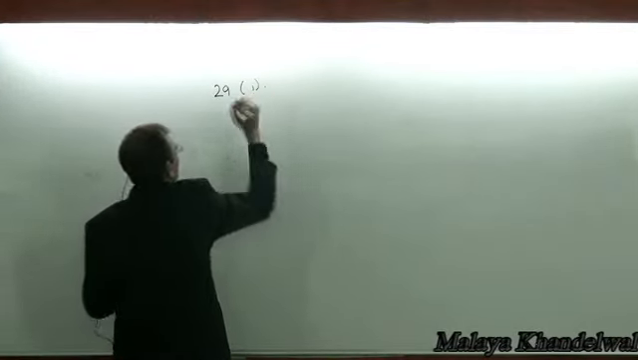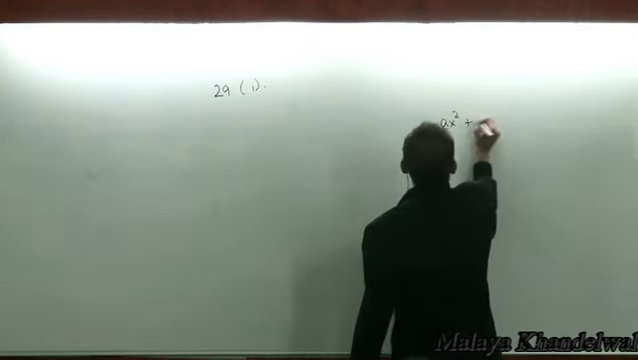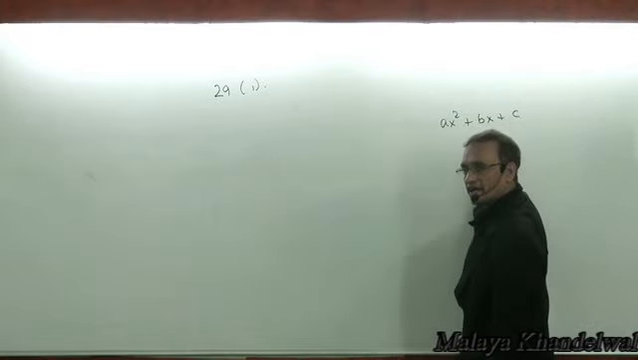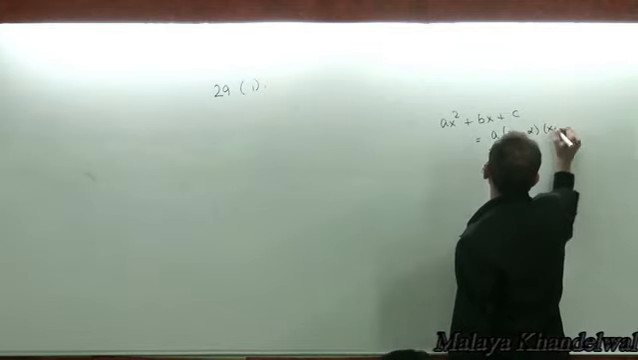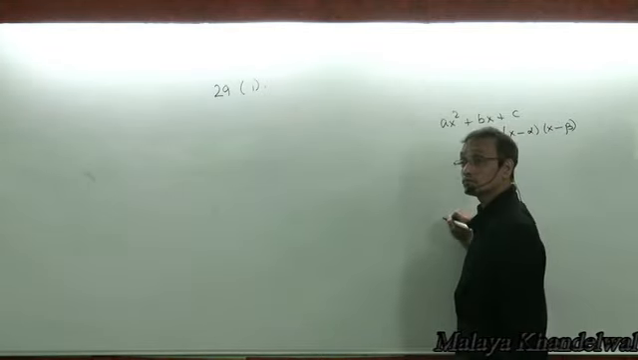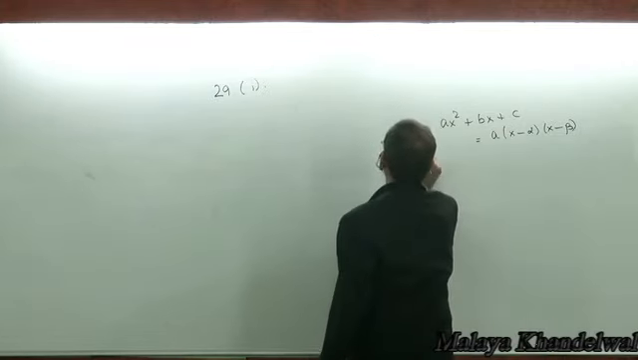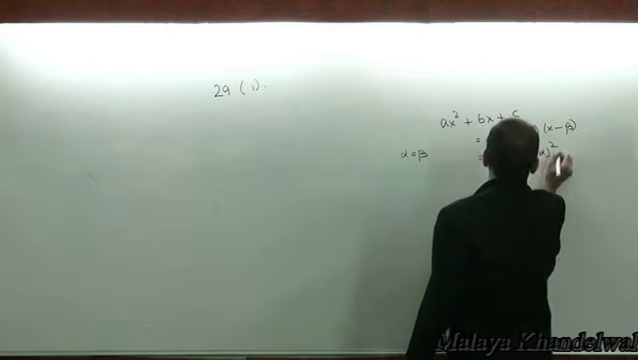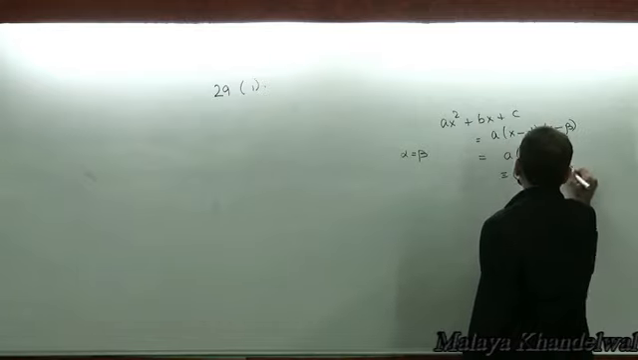By the way, if there is a quadratic ax squared plus bx plus c, and alpha, beta are the roots of this quadratic, it could have been written as a into (x minus alpha) into (x minus beta). Yes or no? Now, if alpha is equal to beta, then this would be a into (x minus alpha) whole squared, and it becomes a perfect square. Yes or no?